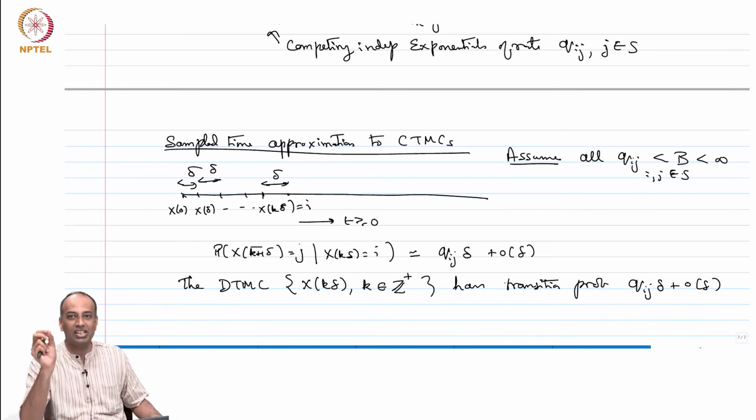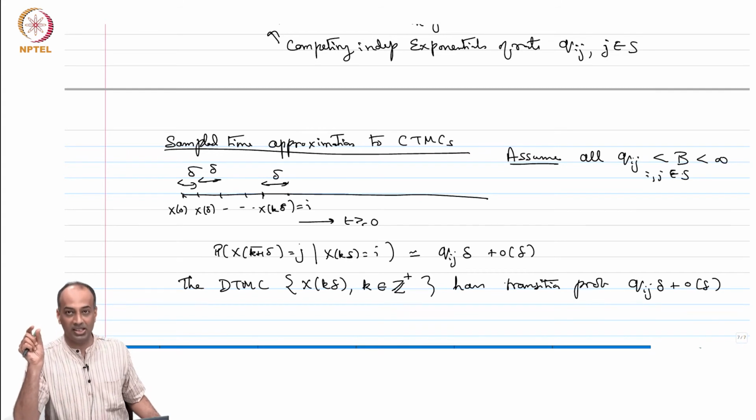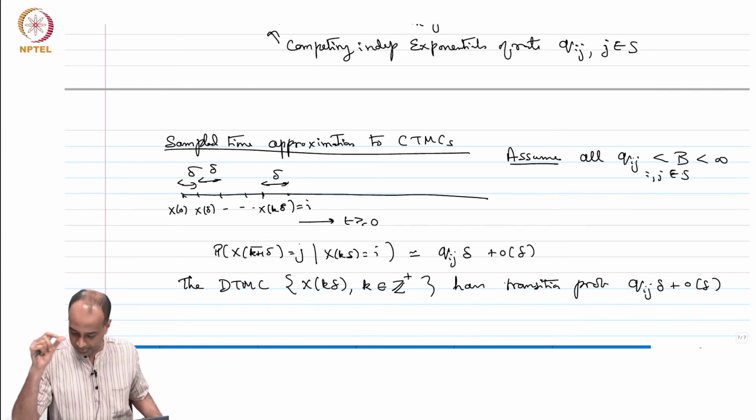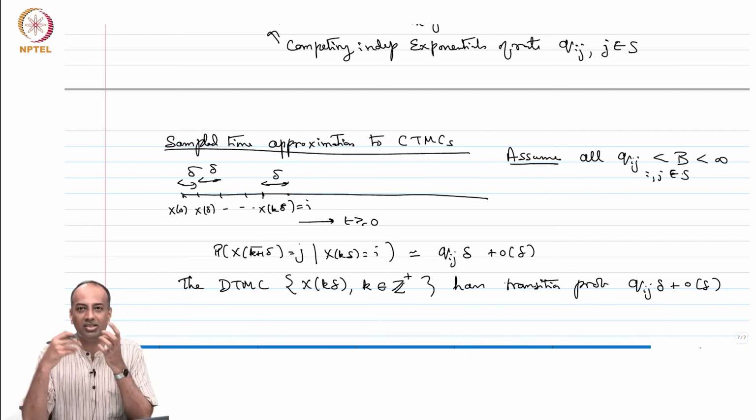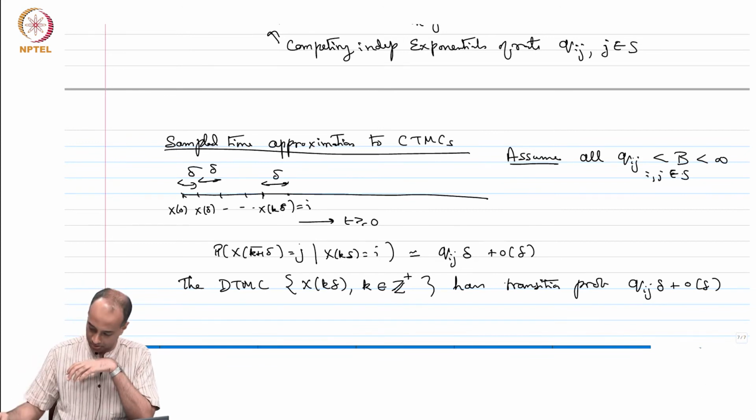So, I can take delta small enough. You take delta small enough such that Qij times delta is a valid probability, right. Obviously, if Qij times delta is bigger than 1, the delta is too big. You take a small delta and you can fix a small delta such that Qij times delta is a valid probability, okay. And then Qij times delta becomes the transition probability matrix of this time sampled DTMC, okay.